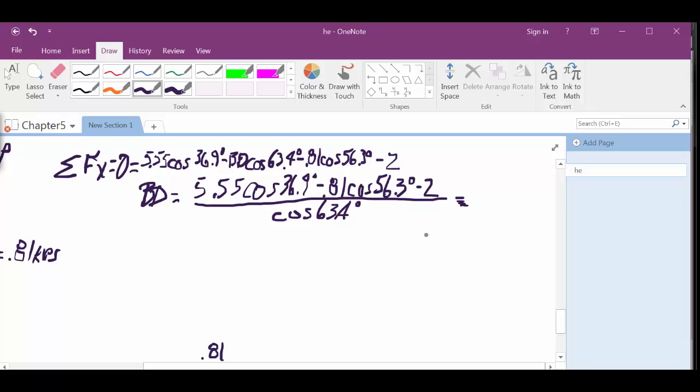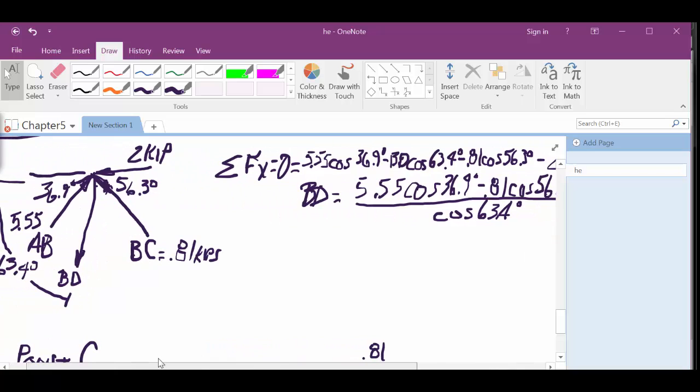You do it? 4.44. 4.44. Positive, right? Kips. We had said it was what, in tension? Correct? It came out a positive value, so it is in tension.